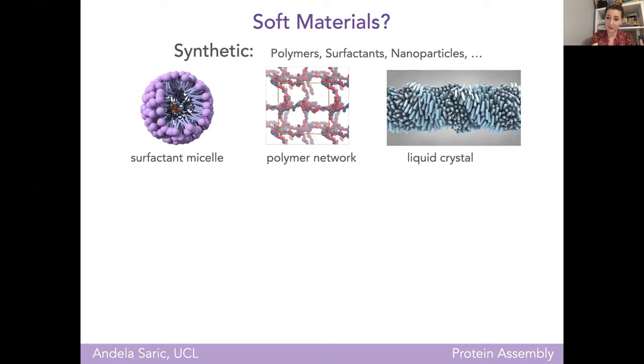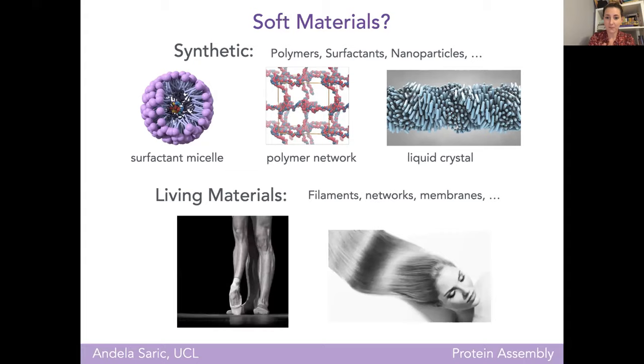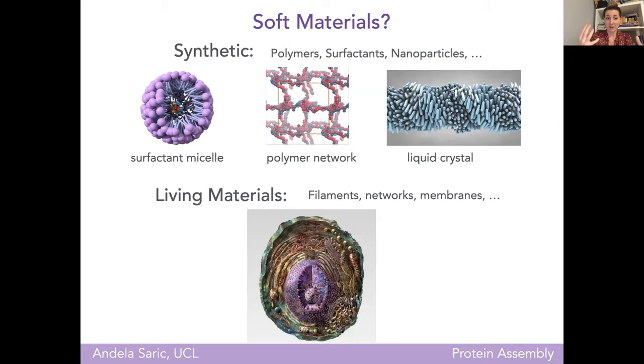So you get all sorts of collective phenomena. And these are super useful, of course, in our everyday lives, but also us humans are very soft. So our hair, skin, body, muscles, they're all soft self-assembled materials. And even if you go deeper at the level of a beautiful cell, it is made of self-assembled, basically surfactants, which are lipid membranes.